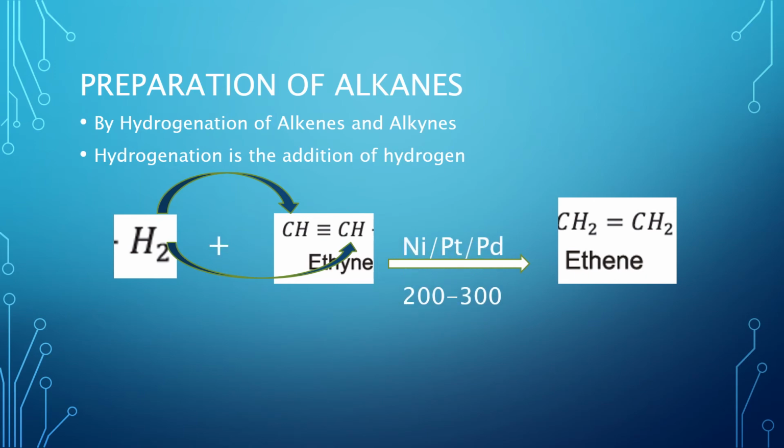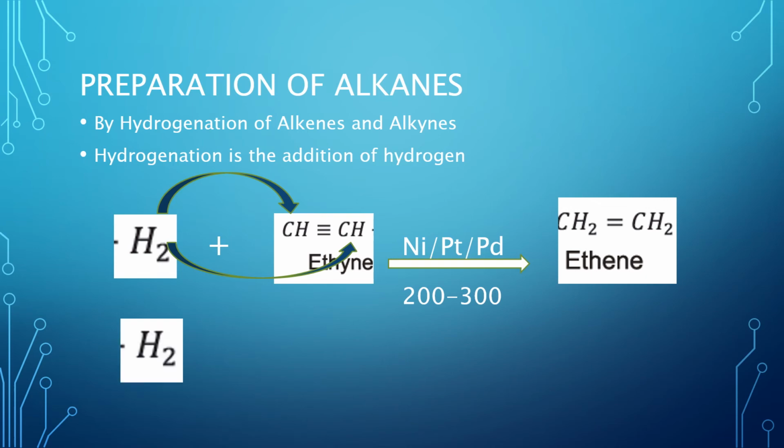The conditions for this reaction are that nickel, platinum or palladium act as the catalyst, and the temperature for the reaction is 200 to 300 degrees centigrade. At this high temperature, in the presence of the catalyst nickel, platinum or palladium, this hydrogenation process takes place.